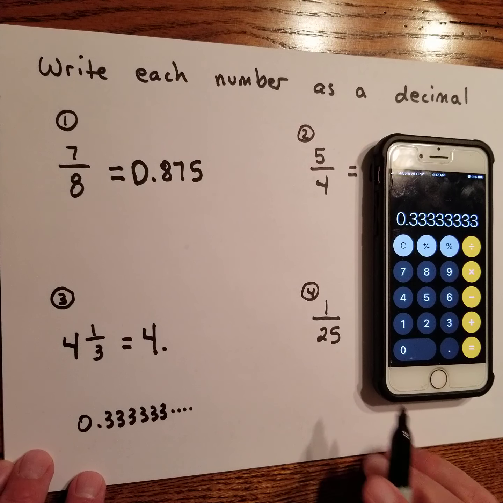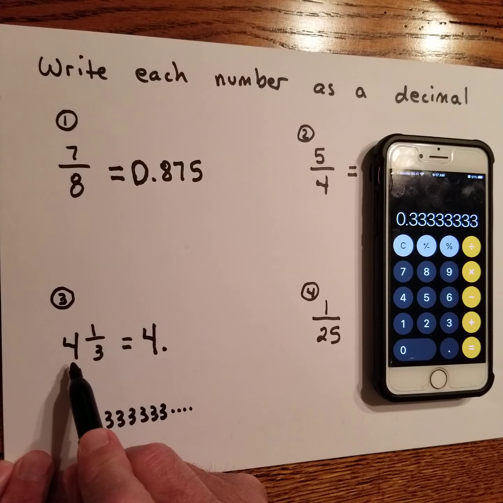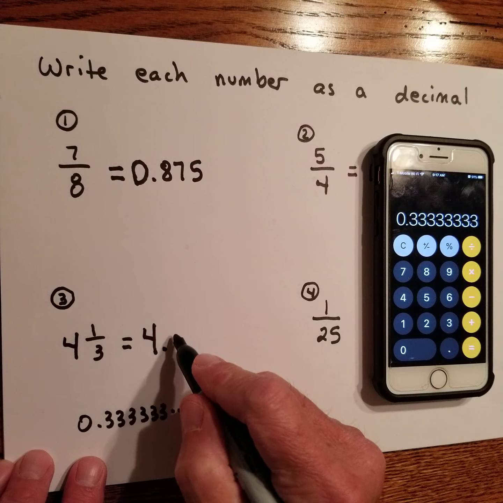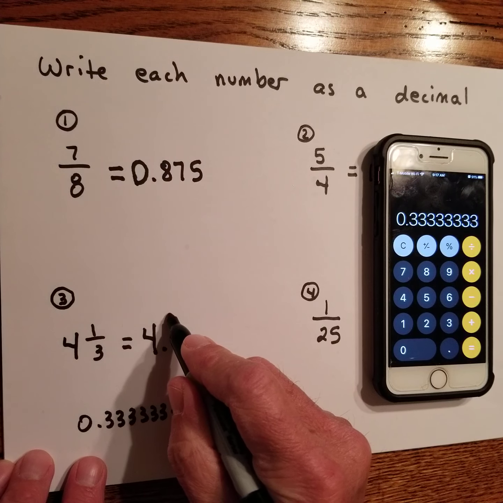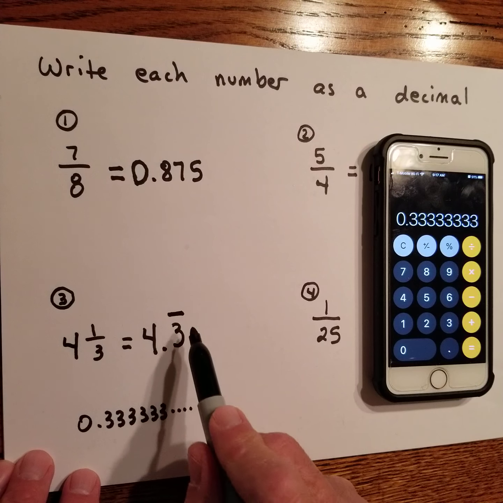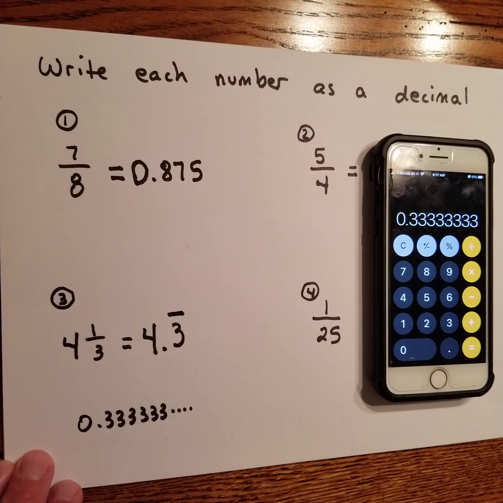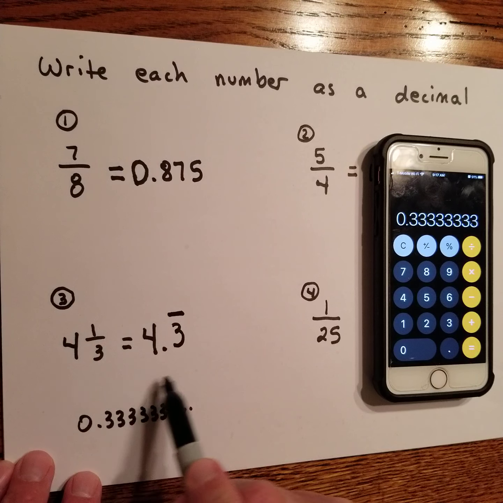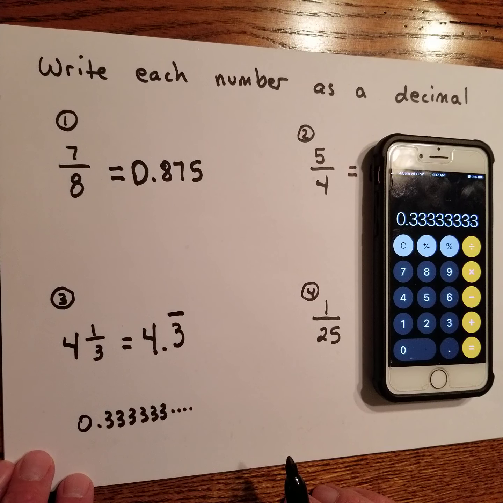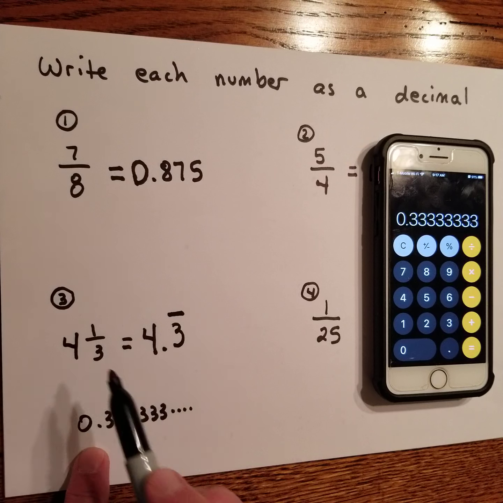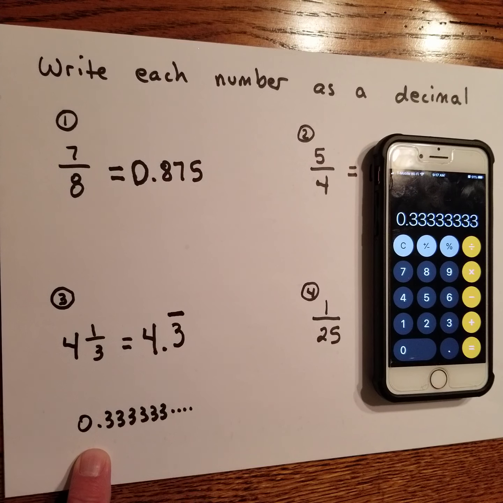How do I write that? I'll write it this way. It's 4 and 0.3 repeating, which is written as 0.3 with a bar over it. The bar tells me that those 3's repeat forever. There's the proper way to write down the answer for number 3. No need to write this on your paper, just the problem and your answer.